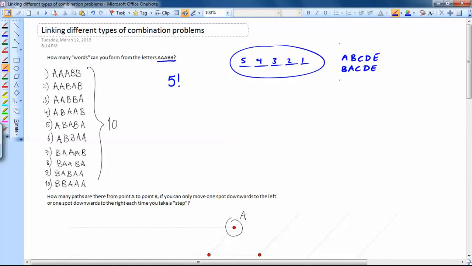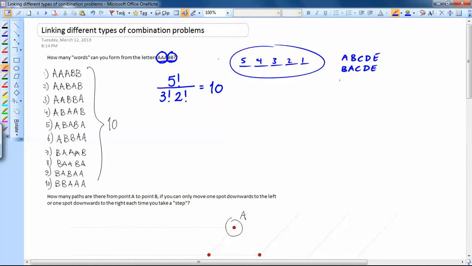But the problem is I've got 2 letters that are the same, two B's, and then I've got 3 A's too. So the way to get rid of those multiple versions of the same word is I have to divide out the number of ways to just arrange those 3 A's that are contained in these bunch of words. And so that's going to be 3 factorial. And I have to divide out the number of ways to arrange the 2 B's within all the words, and that's 2 factorial. And if you calculate that, you get 10.